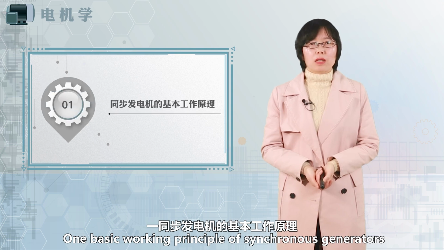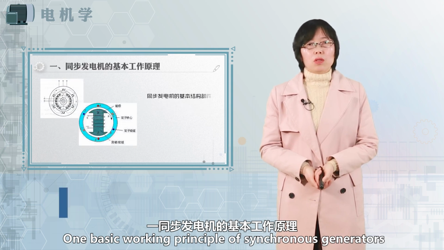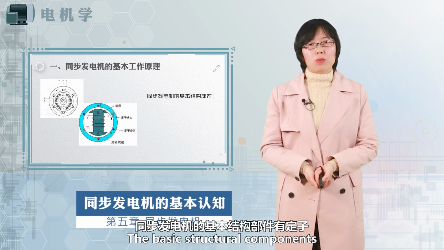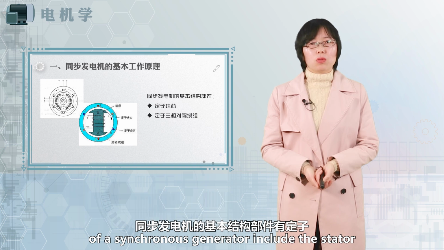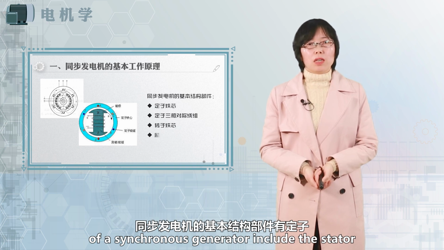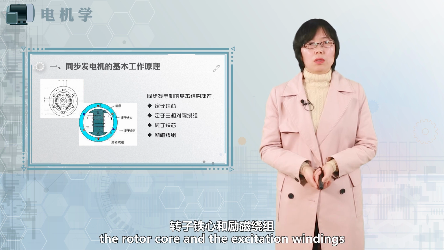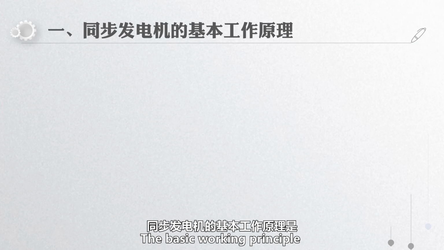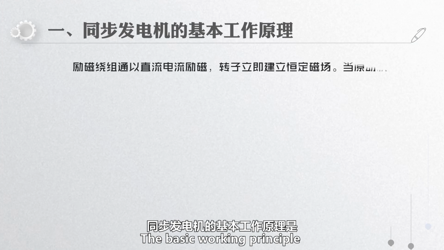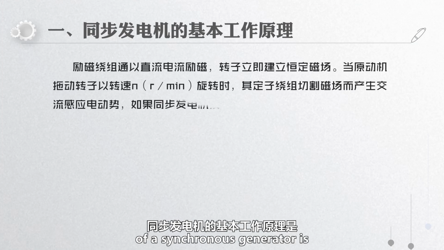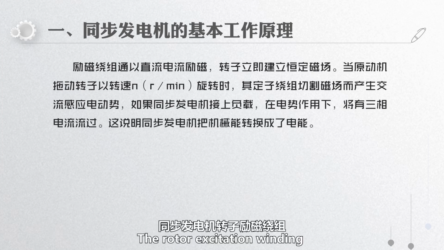1. Basic working principle of synchronous generators. The basic structural components of a synchronous generator include the stator core, the stator's three-phase symmetrical windings, the rotor core, and excitation windings.